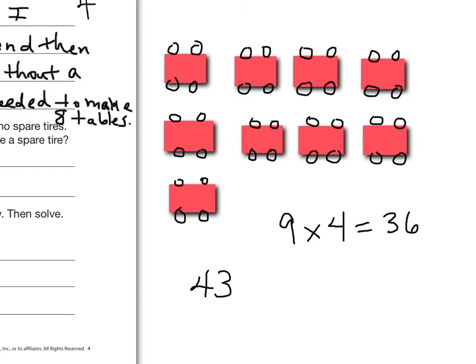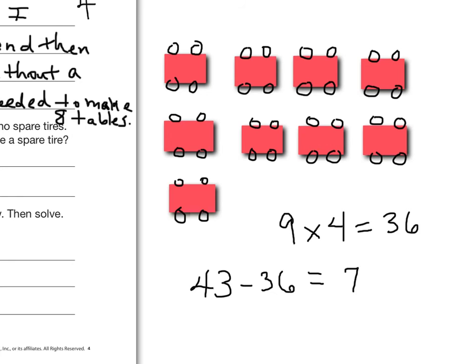43 total tires. So if we have 36 on these all, we need to figure out how many of them might have a spare tire. A spare tire is if your car breaks down, you need an extra tire. So we're going to subtract 36 already that we see up here. There are 36 already here. So subtract 43 minus 36. We would have 7 tires left over to put on the back.